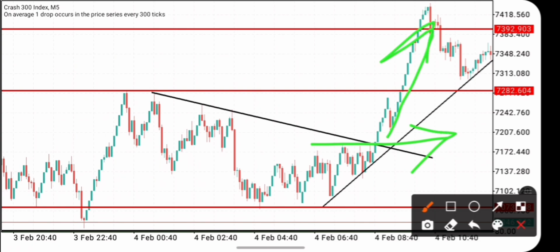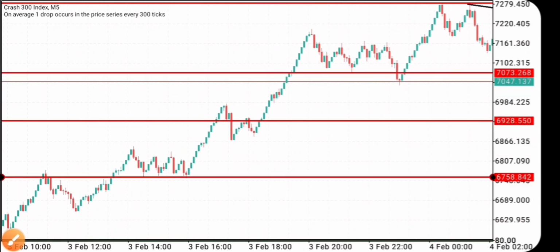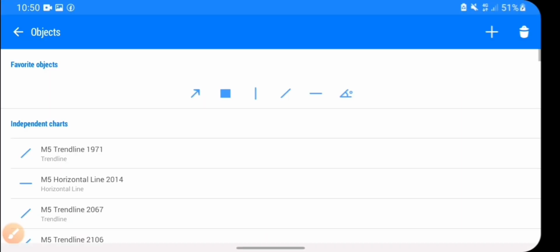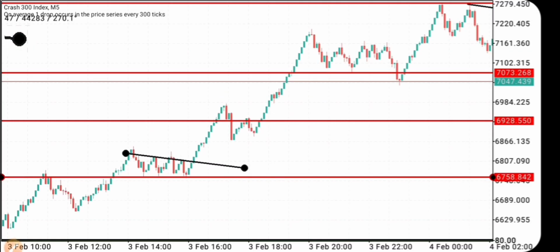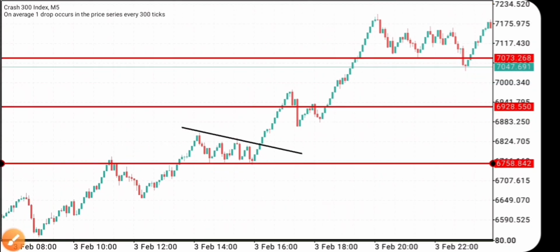Okay, the market started going up. Let us look for another. You see what happened here? This is the support. You see why I am saying this is the support?